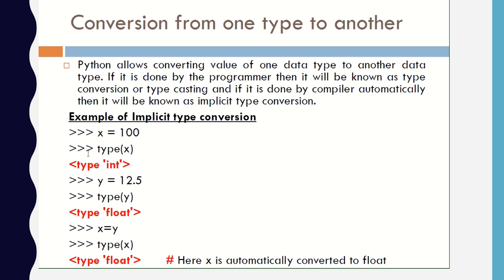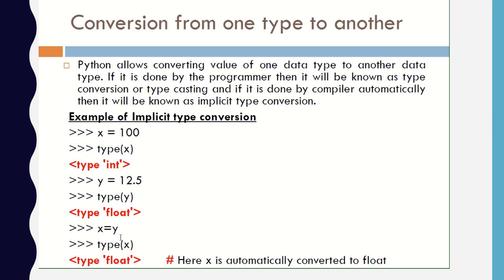Implicit type. So see, x is equal to 100, type of x. It is of integer type. When I am writing type, it automatically indicates which type of entry has been made. Automatically it indicates that it is the integer type or the float type. So automatically converted to float, if x is equal to y, then type of x.